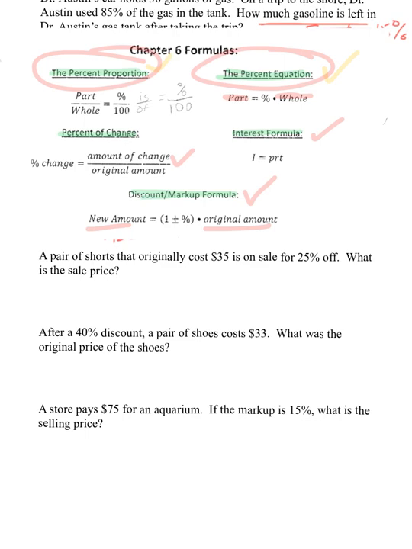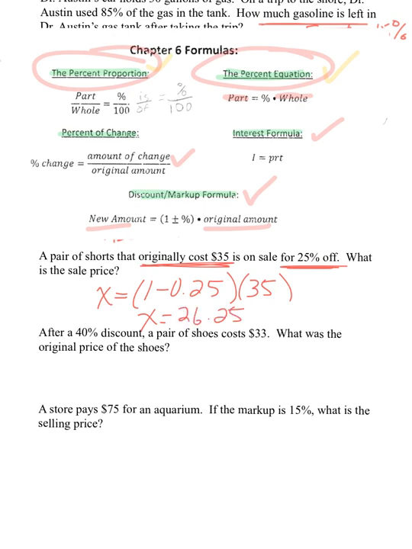So if a pair of shorts originally cost, so there you go, they're originally $35, on sale for 25% off. I know my percentage changed, so I'm not using that formula. What is my sale price? Well, that's my new amount. So my new amount equals, and it is 25% off, so it's 1 minus 0.25, and I know my original amount is $35. Okay? So when you go to solve this, you're going to get X equals, and you guys know how to solve, so I'm not going to go through all the work, $26.25. So your shorts are on sale for $26.25.